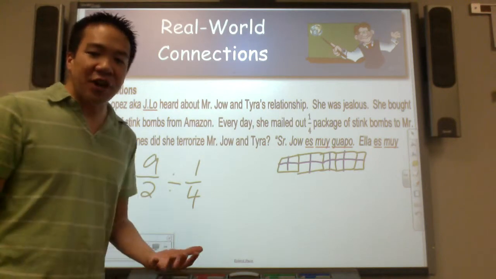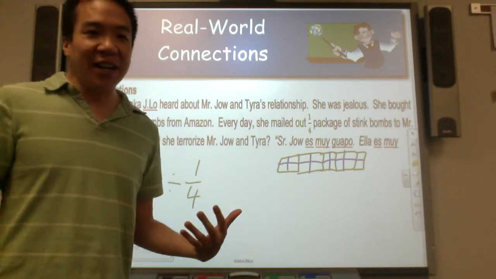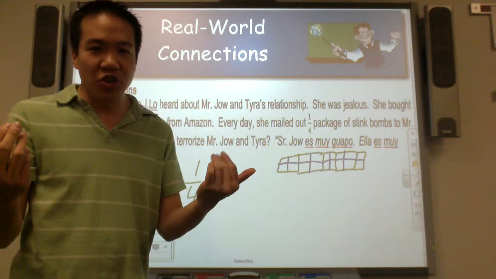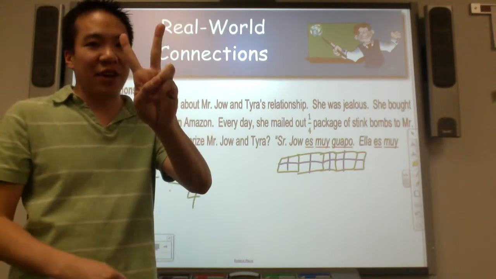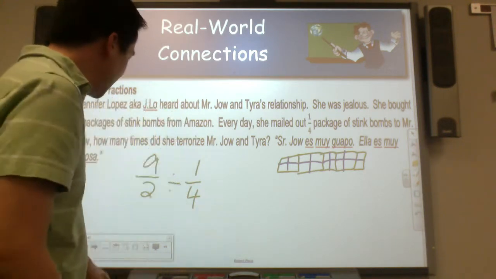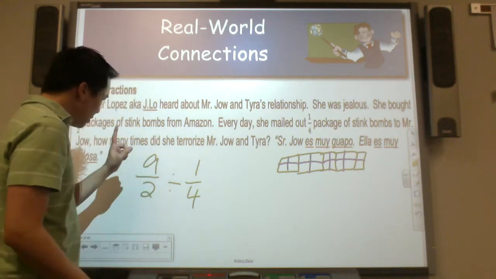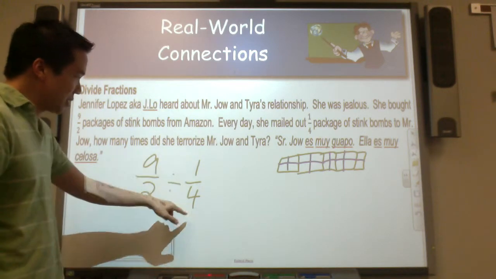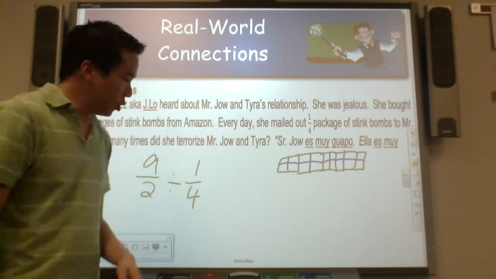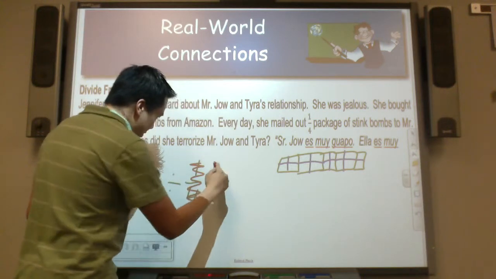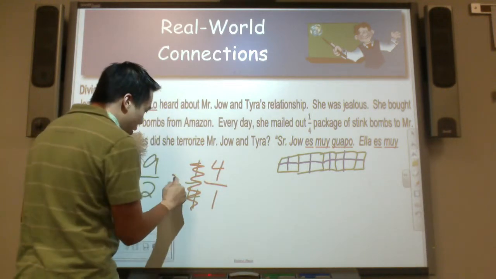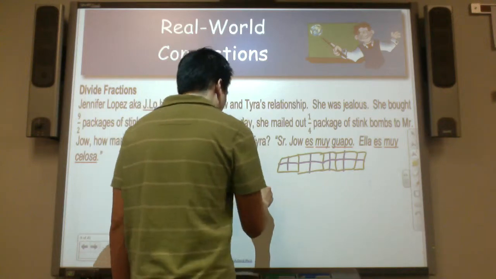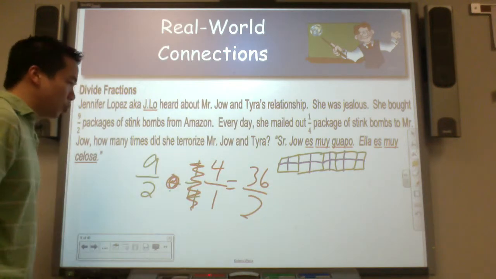So in dividing fractions, this is how I do it. Dividing fractions, give it a try. I flip the second fraction and multiply. Flip the second fraction, which is called the reciprocal. So I need to find the reciprocal of this, 1/4, and I multiply. So I get 36 over 2.